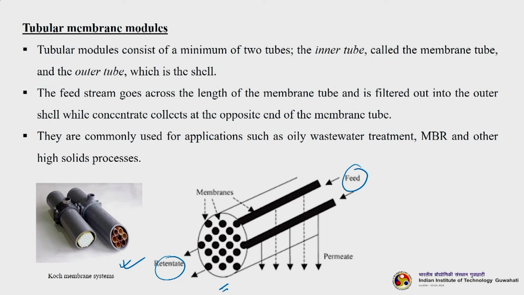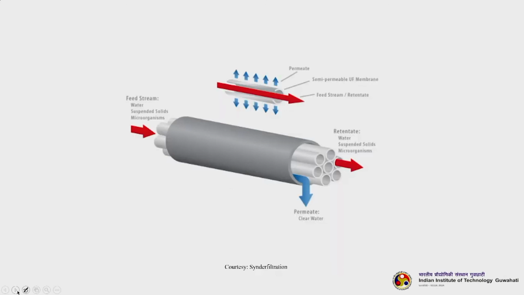So, tubular modules consist of a minimum of 2 tubes, one inner tube and another the outer tube, which is the shell side. So, the feed stream goes across the length of the membrane tube and is filtered out into the outer shell, while concentrate collects at the opposite end of the membrane tube. They are commonly used for applications such as oily wastewater treatment, membrane bioreactor and other high solid processes. This is just another view for better understanding. You can refer to it later.